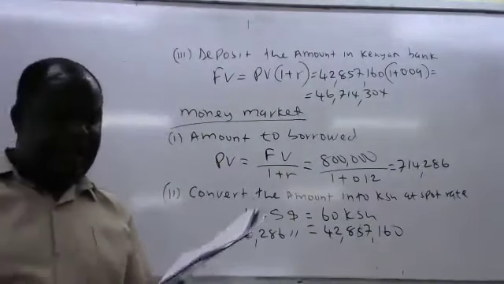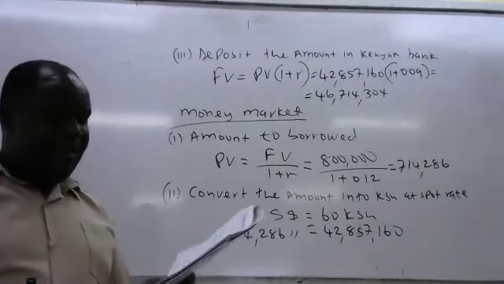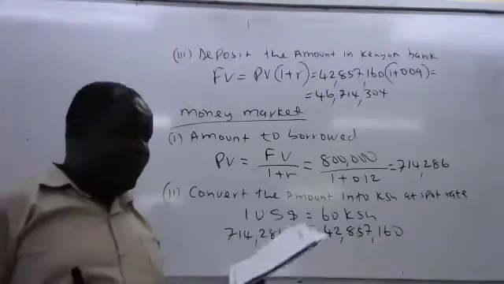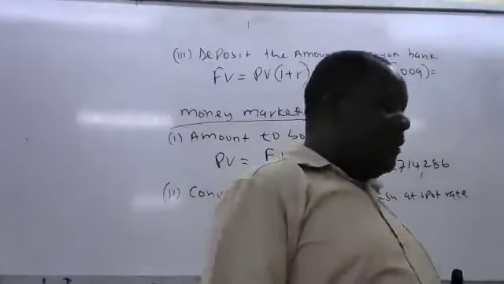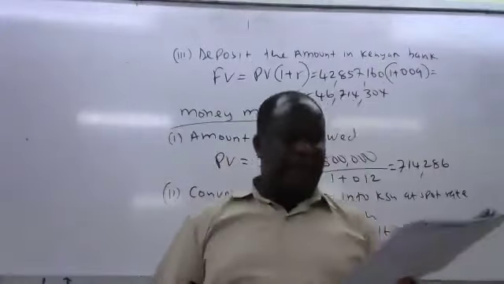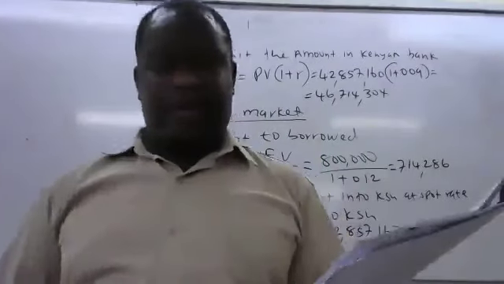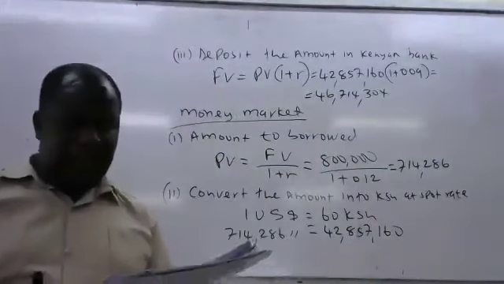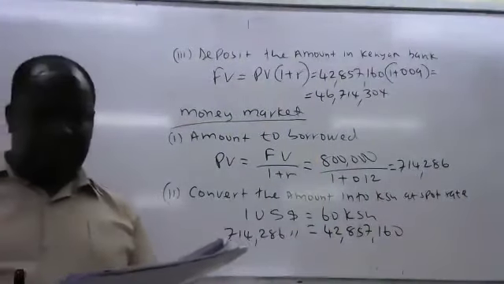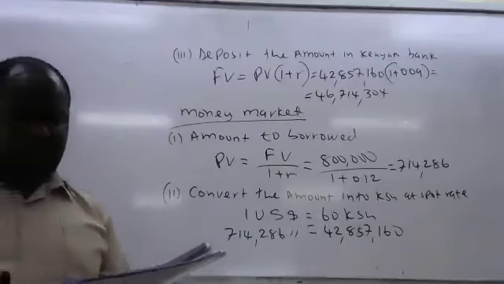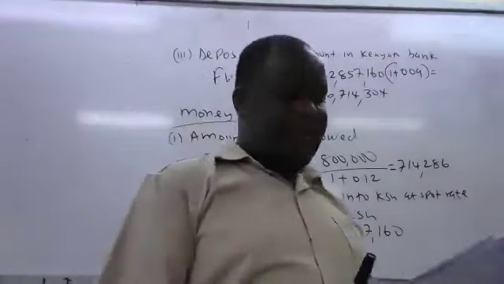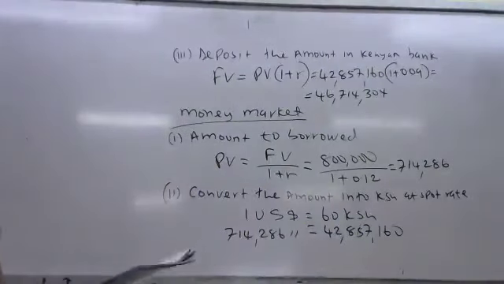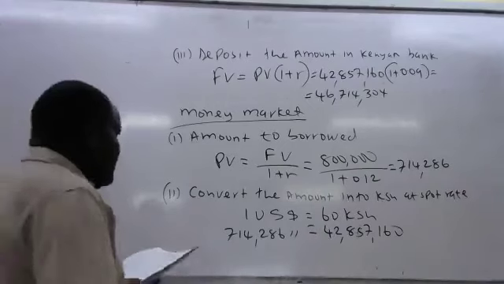But they say that from letter 1, determine whether forward market hedge, money market hedge, or the currency option hedge will be the most appropriate. So you have done the forward market, also the money market. Let us now check the one for the currency option hedge. We can now confirm for the currency option hedge.